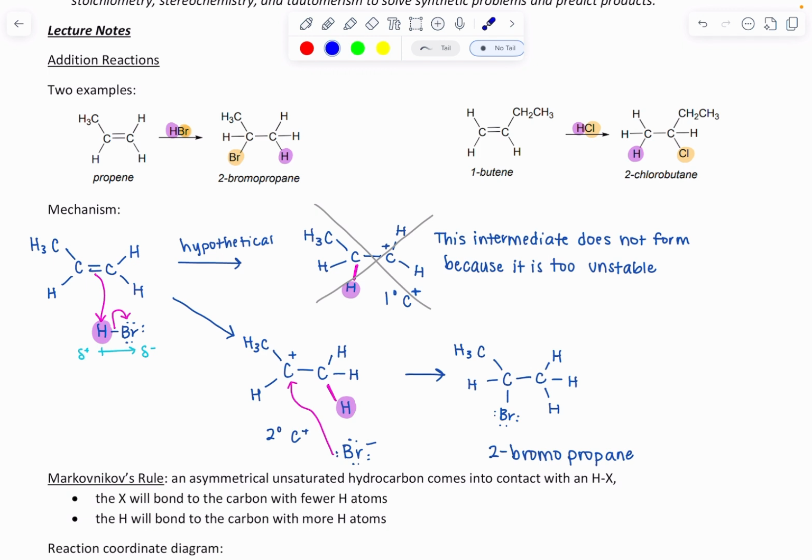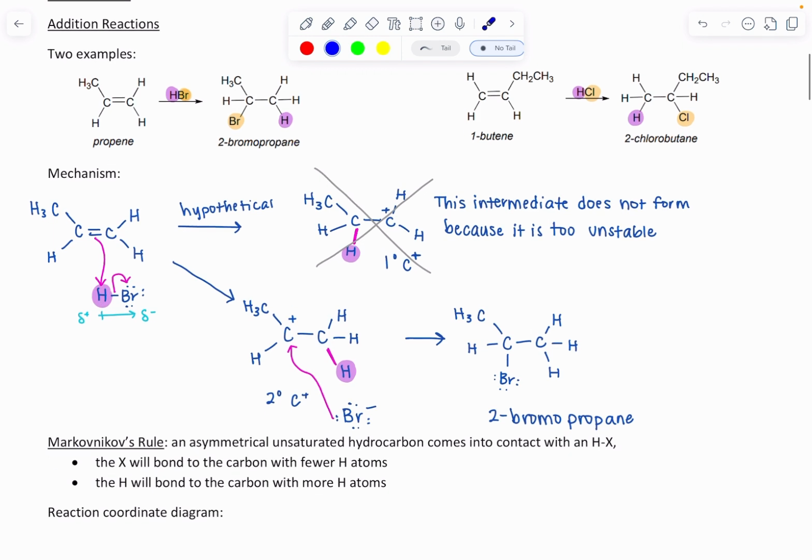Now we talked about where to add that hydrogen first, and this aligns with Markovnikov's rule. If you have an asymmetrical, unsaturated hydrocarbon, unsaturated meaning double or triple bonds, asymmetric meaning the two carbons, so looking back at propene, the two carbons that are part of the double bond are not bonded to the same groups. So this one has a methyl, this one has two hydrogens, so that's asymmetric.